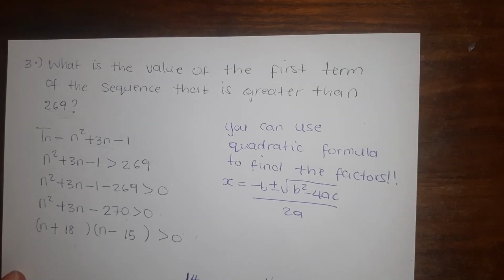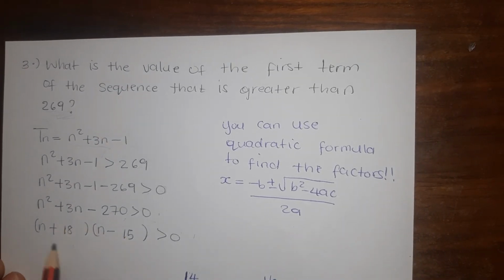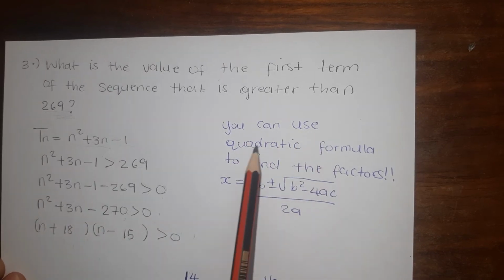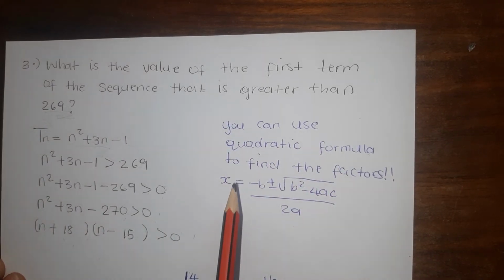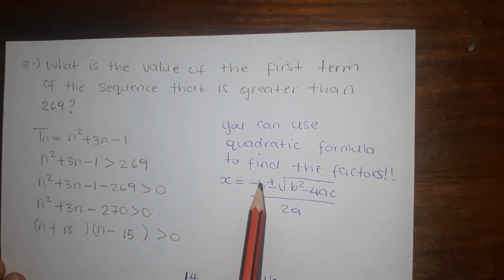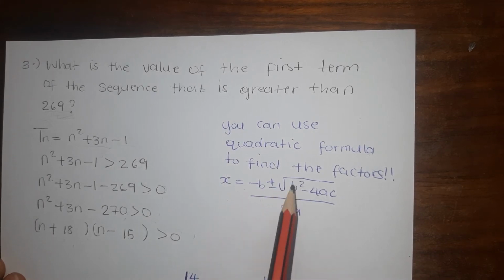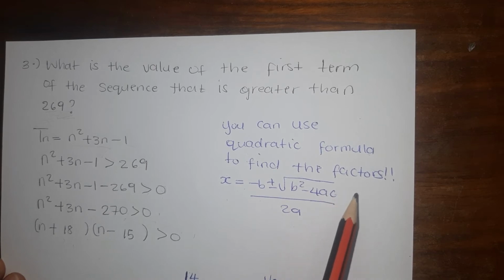So yeah guys, if it's difficult for you to find the factors, you can use the quadratic formula, which is x is equal to negative b plus or minus square root of b squared minus 4ac over 2a. You will get those factors first.